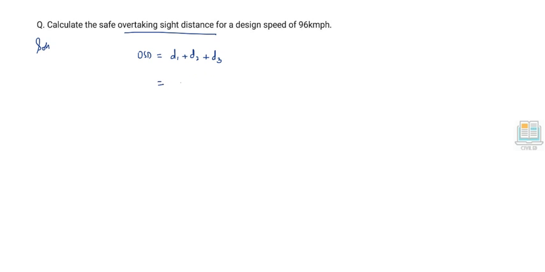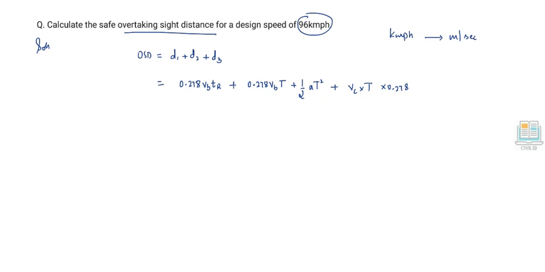d1 is nothing but 0.278 times Vb times Tr, where Tr is our reaction time. And next comes our d2, which is 0.278 Vb times T, plus half of a T squared. Next comes the value of d3, which is Vc times capital T. So this Vc is nothing but 96 kilometers per hour, and you have to multiply this by 0.278. 0.278 I have specified here because this is used to convert kilometers per hour to meters per second.